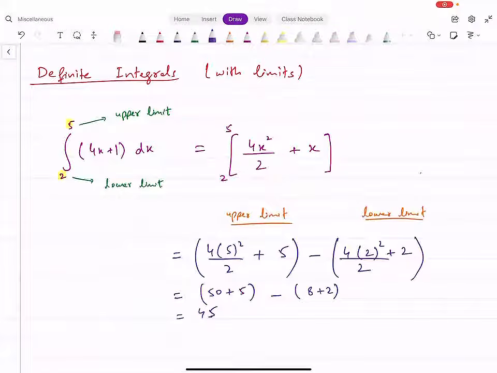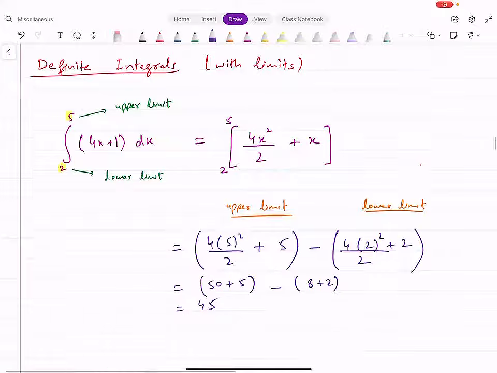Definite integrals कैसे evaluate करते हैं. जब बेसिकली हमारे पास limits होती हैं, उसको definite integral कहते हैं. इस तरह से upper limit input करते हैं, उसमें माइनस कर देते हो lower limit.